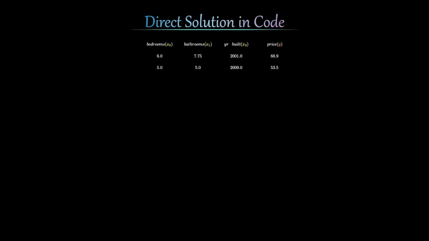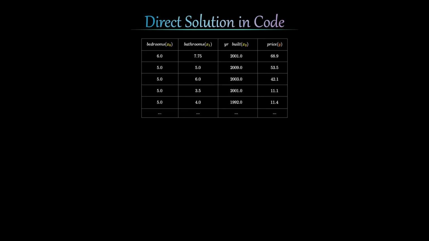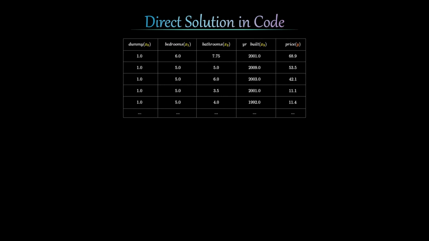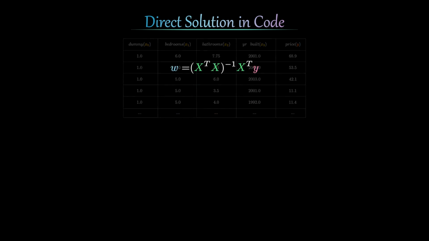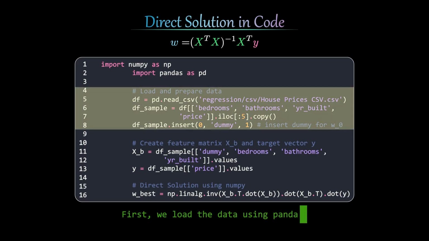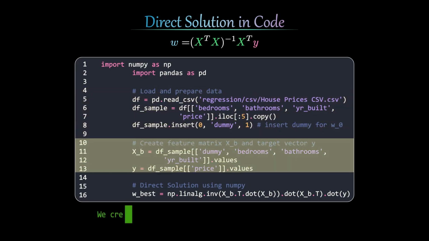Now let's take a look at this with some code. Here we'll model this data set linearly and calculate the weight vector w. Our goal is to find the relationship between the independent variables, the number of rooms, bathrooms, and the year built, and the dependent variable, the house price. I'll keep the explanation simple since most of you are already familiar with Python code. First, we load the data set using pandas. Then we create a matrix from the independent variable columns and a target vector y from the price column.